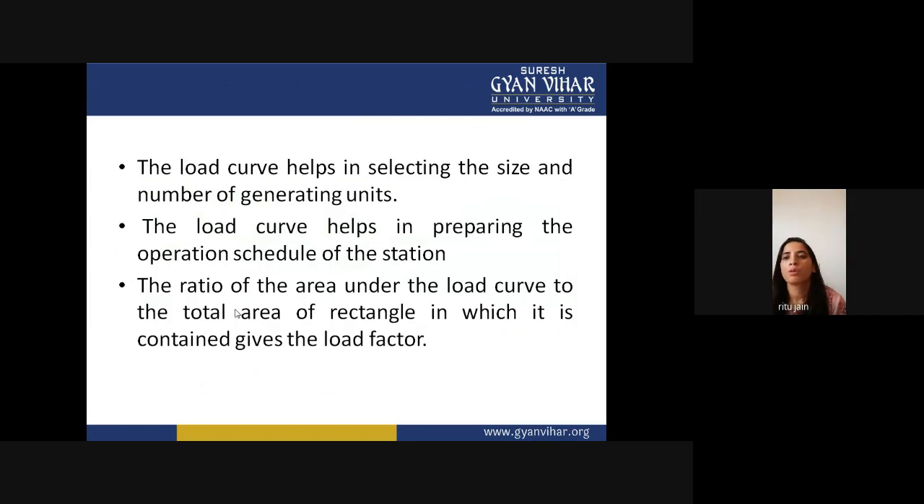Now, the load curve helps in selecting the size and numbers of generating units. The load curve also helps in preparing the operation schedule of the station. And the ratio of the area under the load curve to the total area of the rectangle in which it is contained gives the load factor. We will discuss load factor in the next slide.